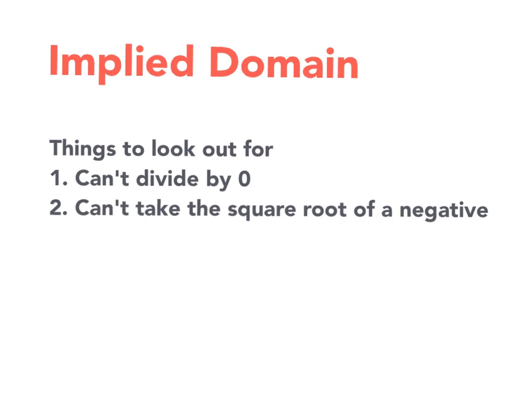Lastly, we're going to look at implied domain. So there are a few things that you have to look out for whenever you're finding domain algebraically. You know that you cannot divide by 0, and you cannot take the square root of a negative. So we're going to use those rules to find domain.